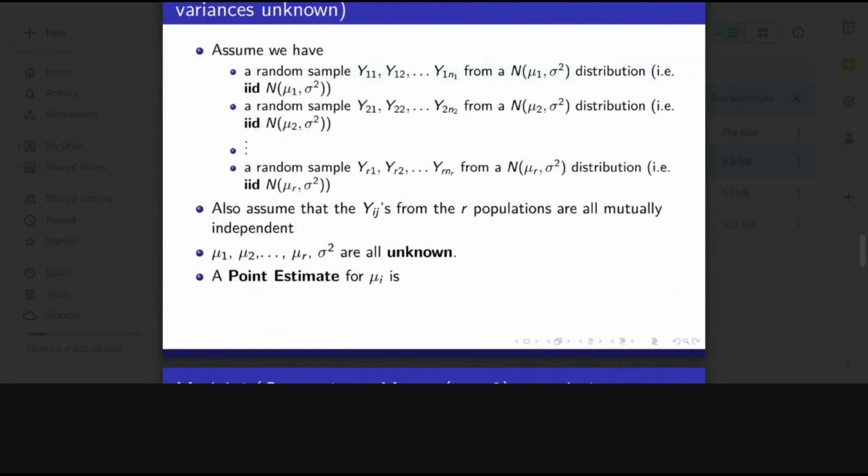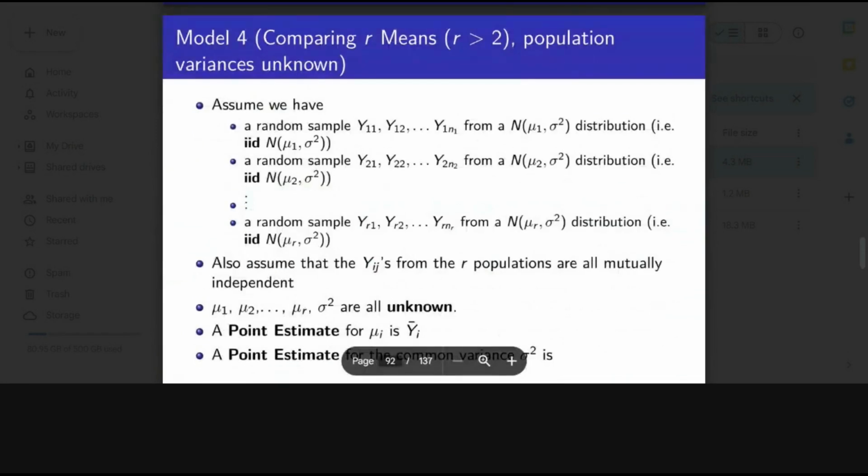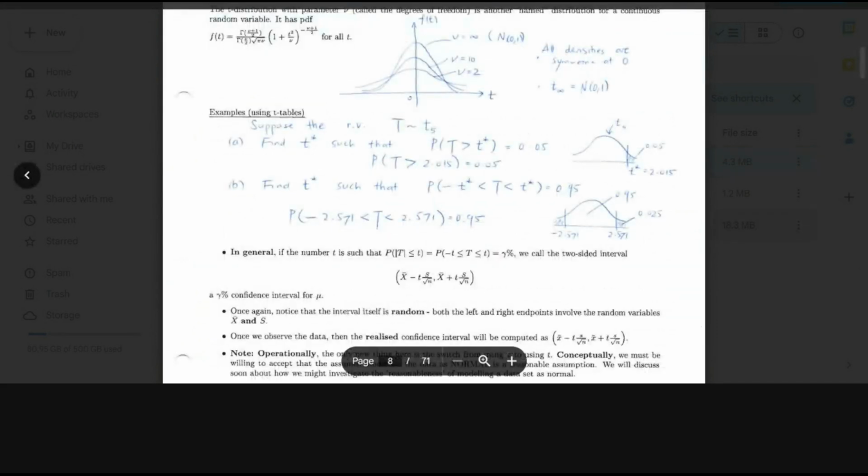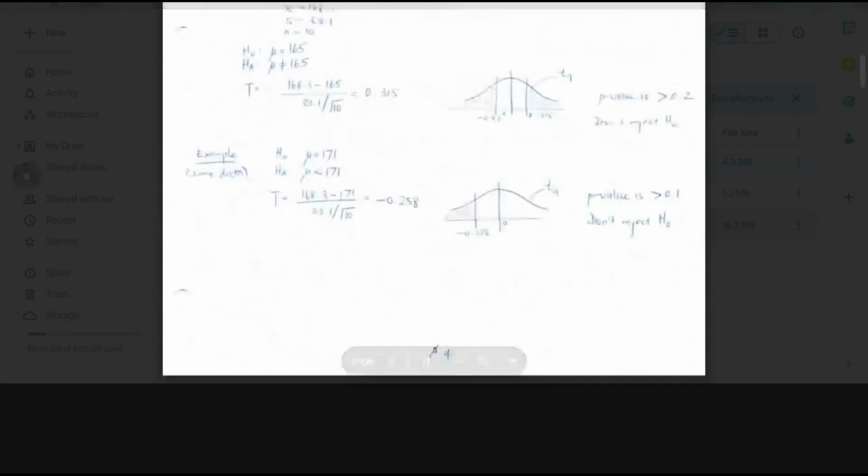I hope you know by now a point estimate for mu I is y bar I, of course. You take the I mean as the estimate for the group I mean. Now, does anybody want to guess what the formula for the common variance looks like? So you have sigma square, the thing you're trying to estimate.